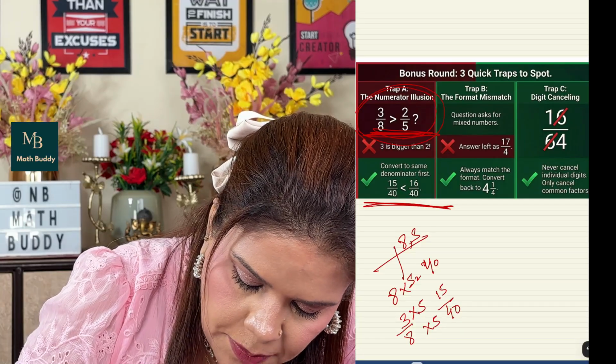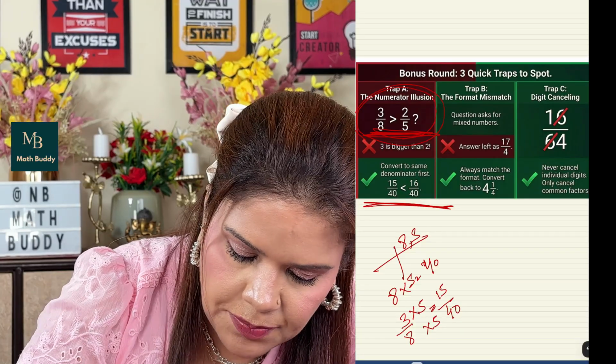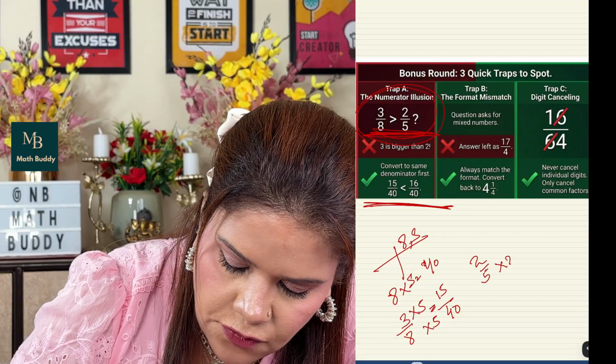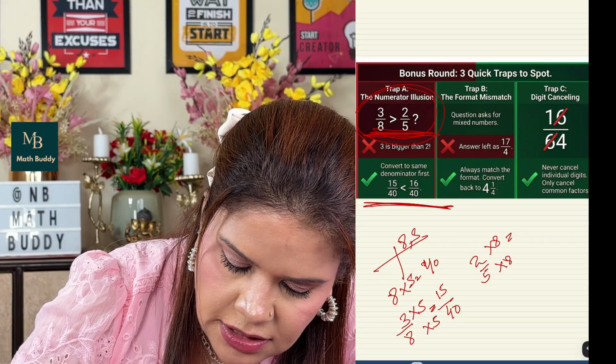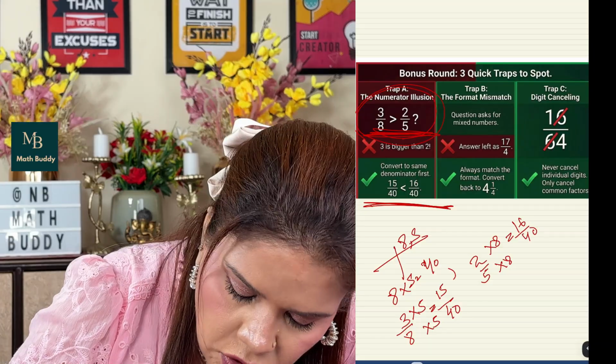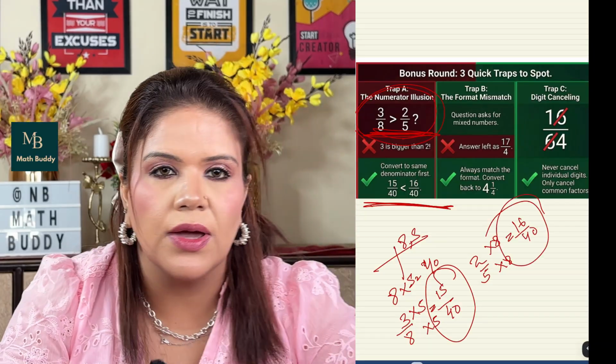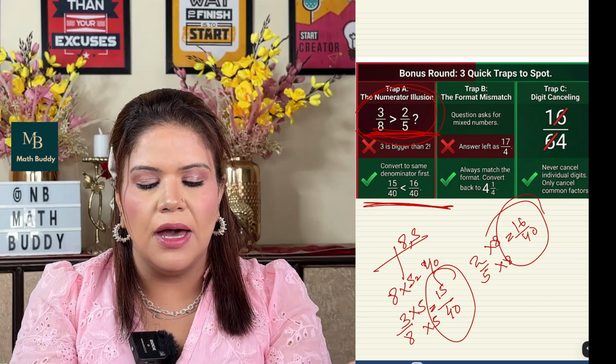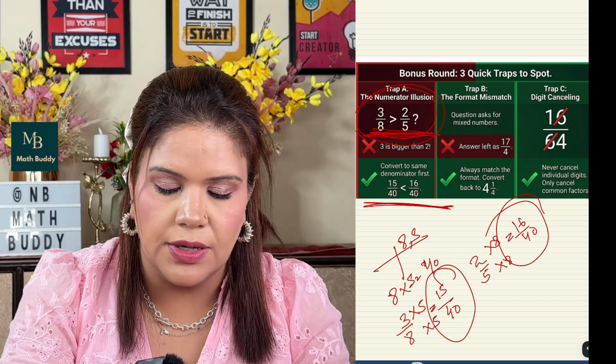So the fraction will become 15 by 40, and this 2 by 5 will become 5 8s are 40. So I will multiply this 8, 16 by 40. Now you can compare these by looking at the numerator. So 16 is greater. You can't compare by looking at them like this only.